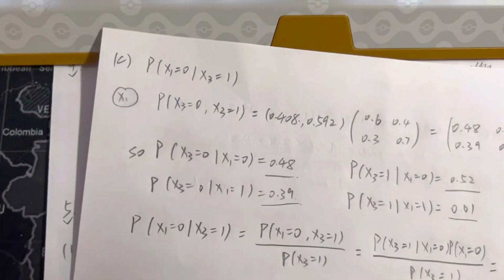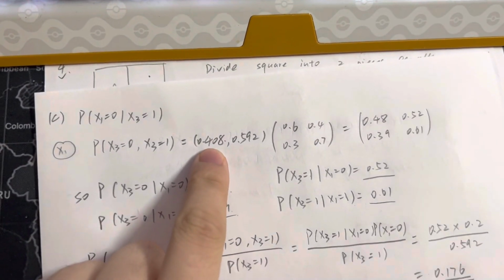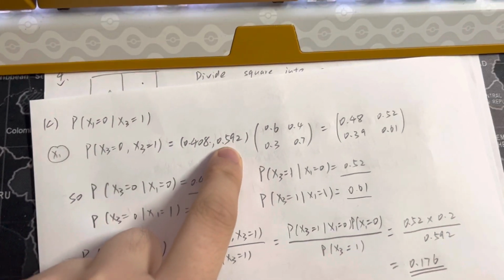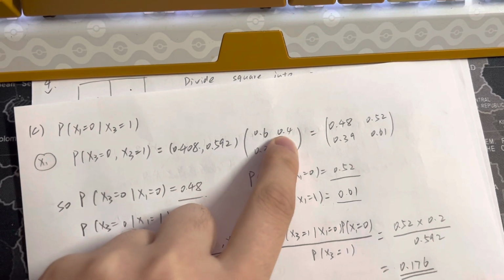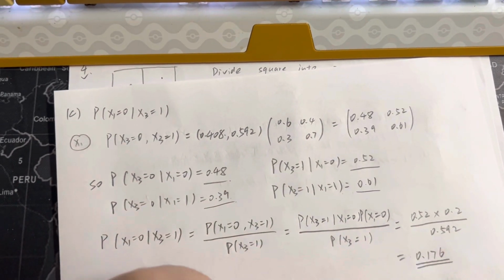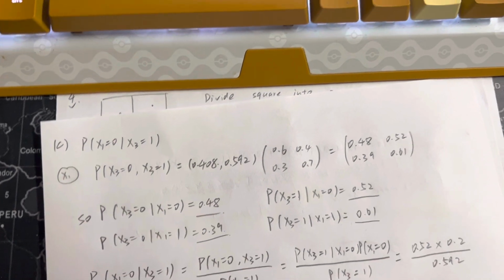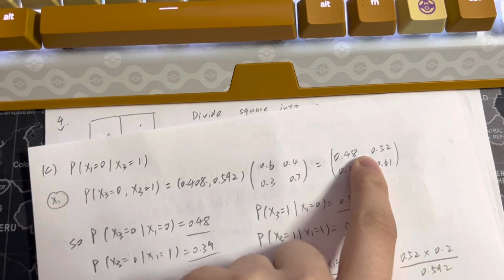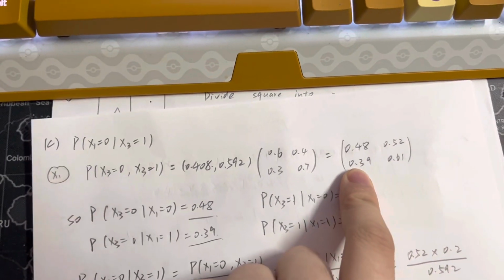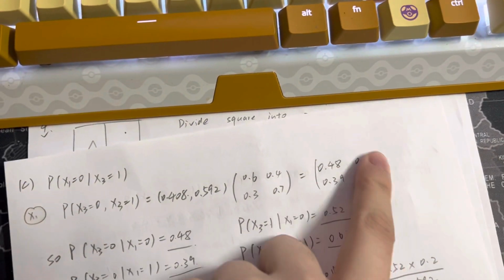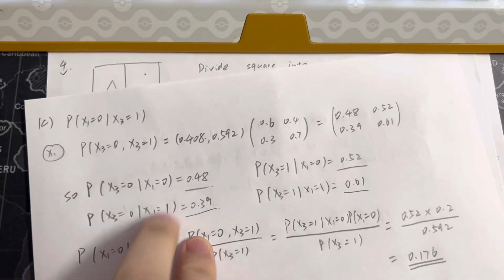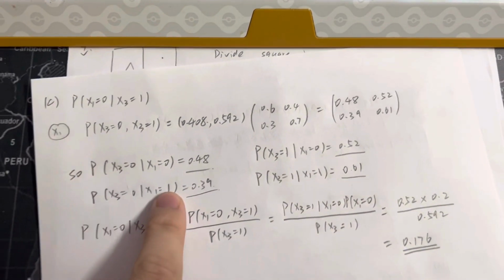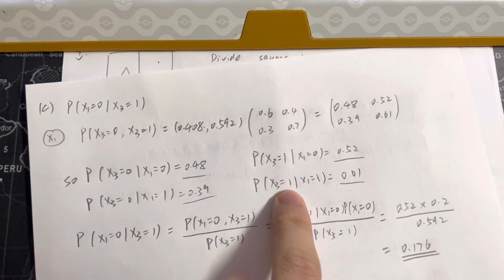The third part is finding the probability that x3 is 1 when x1 is 0 as input. So we can do the matrix math. The probability that x3 equals 1 is 0.592, times the initial four different probabilities, where 0 is the input and 1 is the output. So we get 0.48, 0.52, 0.39, 0.61 as the output, from 0 input 0 output, 0 input 1 output, 1 input 0 output, and 1 input 1 output.